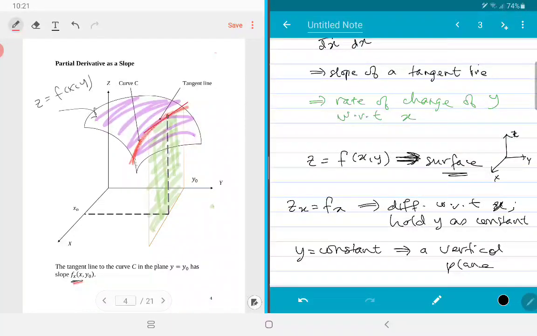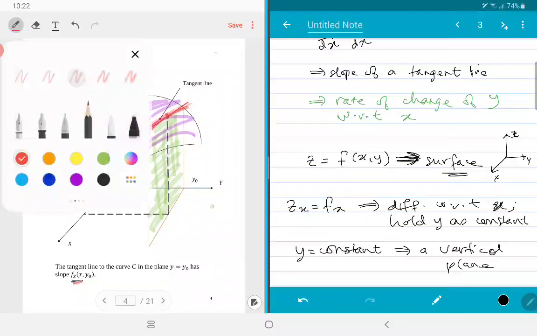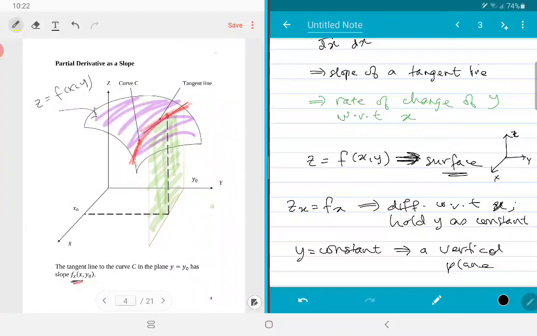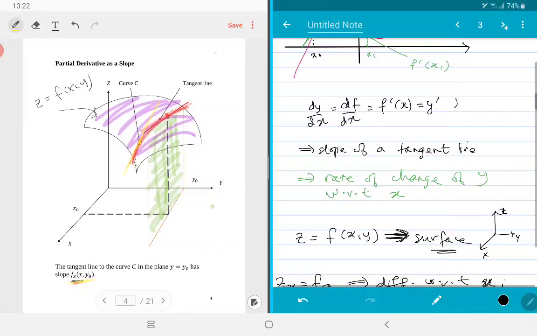For example, here, this is the tangent line. But if it's here, let me change the color, then the tangent line would be different. So partial f partial x represents the slope of a tangent line on the intersection curve when we hold y as a constant. It's very similar to a function with one independent variable. It also represents the slope of a tangent line.